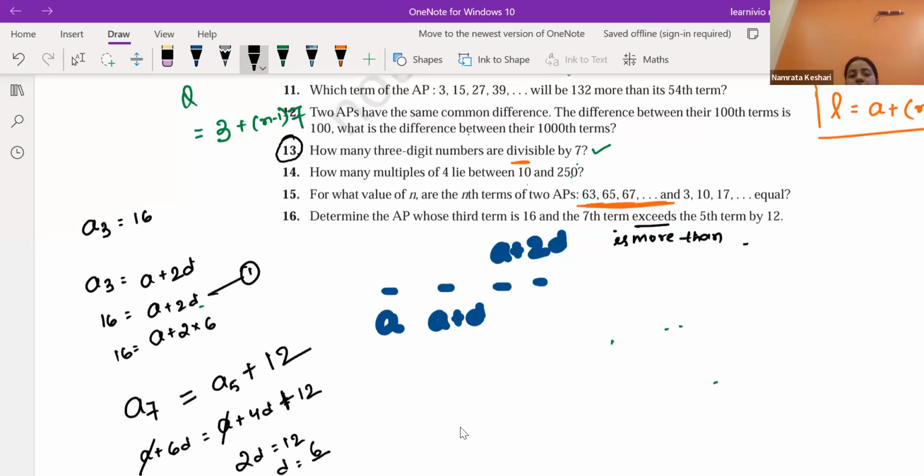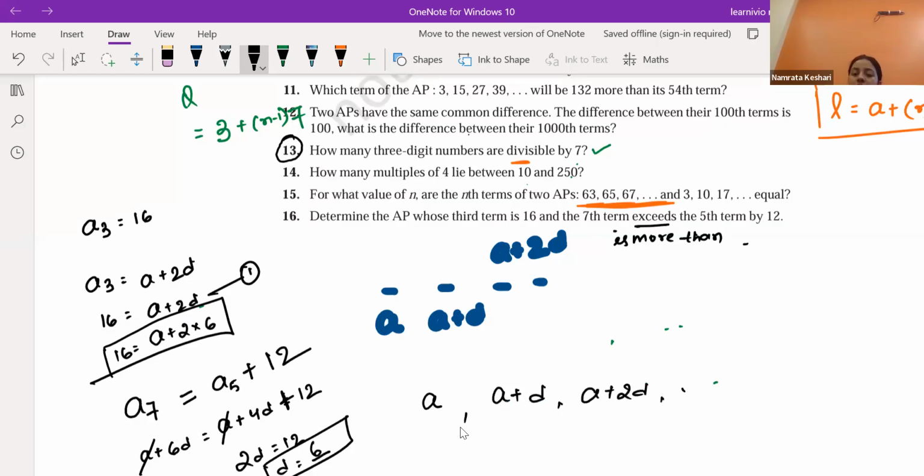Here we will get A. D we already know. We will determine the AP. The first term is A, the next term is A plus D, the next term is A plus 2D, the next term is A plus 3D, in that manner. Making sense?